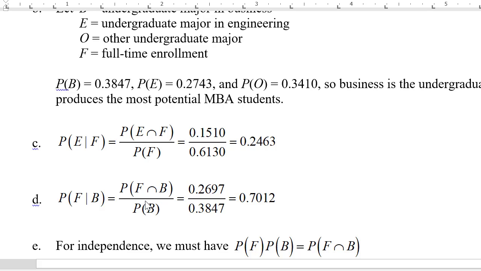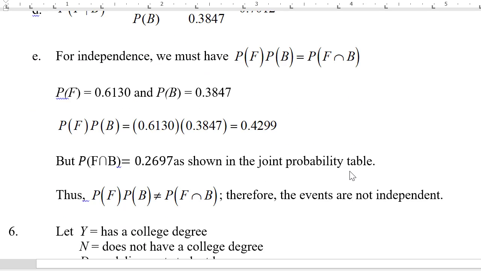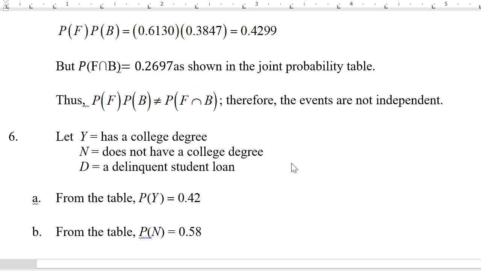Going through that same process again, you have probability of F given B. We know what the formula should be, and we know what the number should be up here. It's calculated out that way. For E, are they independent? We check independence by whether the probability of F times the probability of B equals the probability of F intersection B. When we calculate all that out, we find that it's not the case, and so the events are not independent.